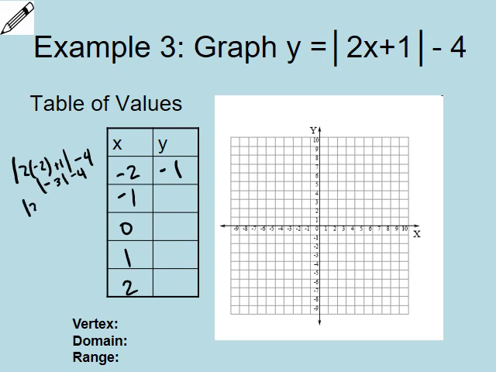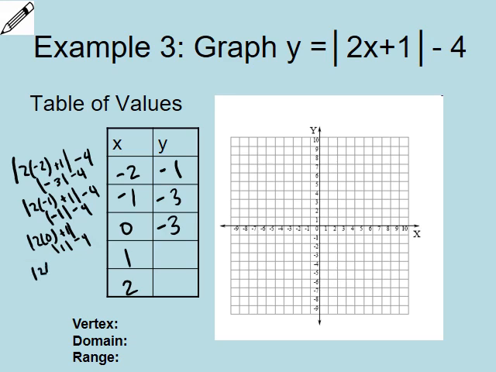All right, the absolute value of 2 times -1 plus 1 minus 4. The absolute, or excuse me, 2 times -1 is -2. -2 plus 1 is -1. I want the absolute value of -1, which is 1. 1 minus 4, -3. 0. 2 times 0 plus 1 gives me 1. The absolute value of 1 minus 4 gives me negative 3. Interesting. Notice some patterns already.